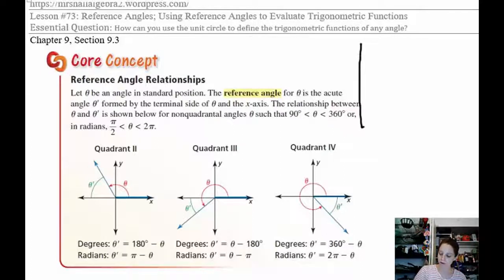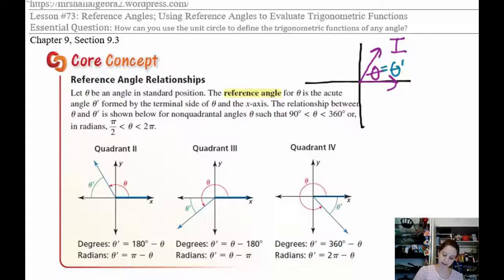So there are 4 quadrants the terminal angle can be in. We'll start with the terminal angle in quadrant 1. So this is my angle theta. And since the terminal side is in quadrant 1, theta prime is the exact same as theta. That is the only quadrant that works for.